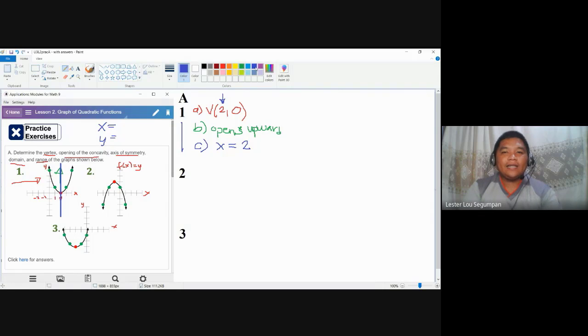Letter D talks about domain. Domain talks about the possible values of x. Look at the horizontal line. Looking at the graph horizontally, if you're going to extend this graph, it will extend. Of course, it will not curve like that. It will just extend indefinitely. Looking from left to right, this is the positive infinity for the x-axis, and this is the negative infinity for the x-axis.